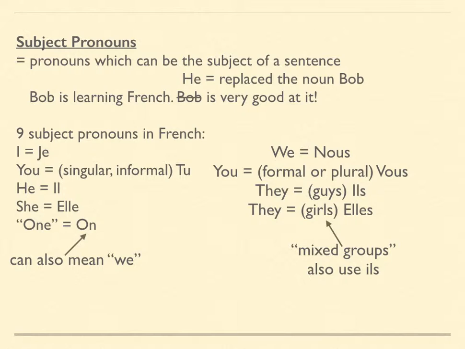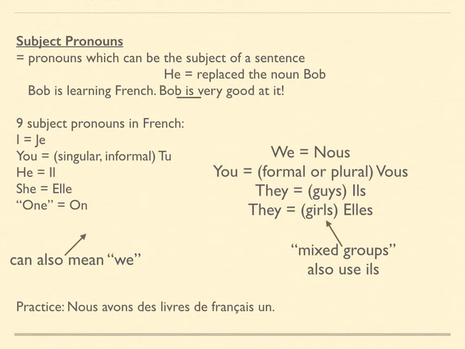At this point, you're going to be expected to not only know these translations, but also to define which one is being used in a sentence. So, say that we're on the test and I give you this sentence. Nous avons des livres de français 1. We have French 1 books. Nous avons des livres de français 1.